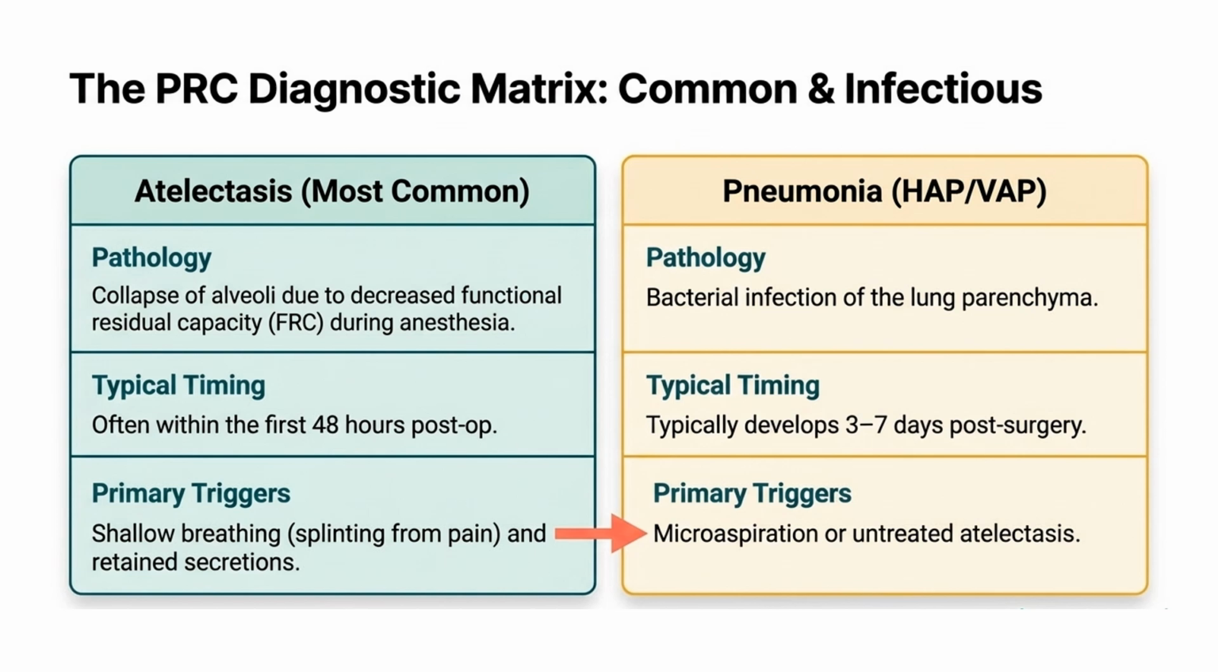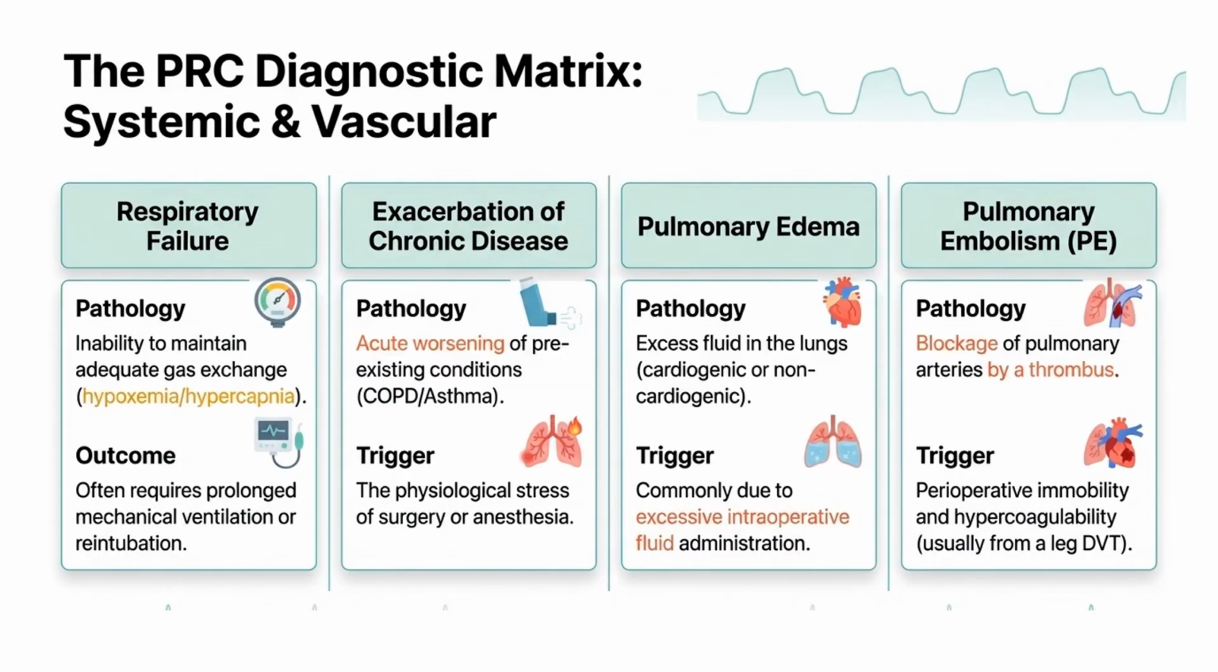So these are the triggers that lead to pneumonia, hospital-acquired pneumonia, or ventilator-associated pneumonia. The typical timing of developing pneumonia is nearly 3 to 7 days post-operatively. The main reasons are atelectasis and aspiration. So this is the basic. We'll see one by one.